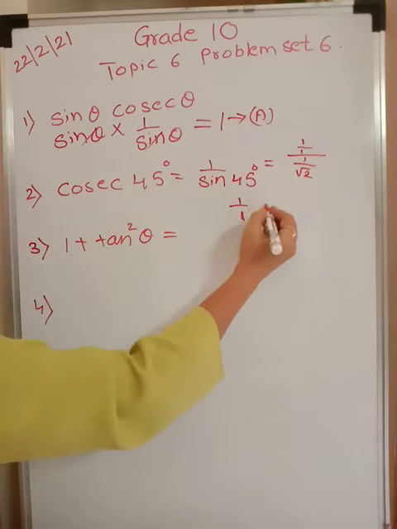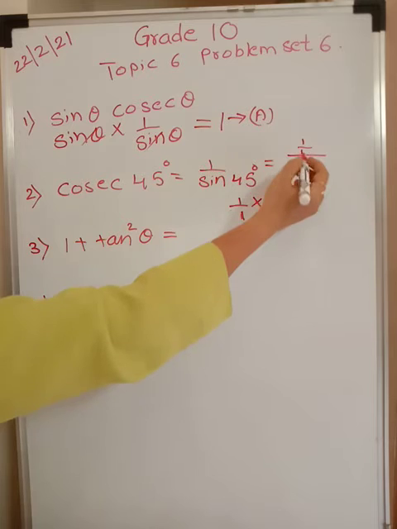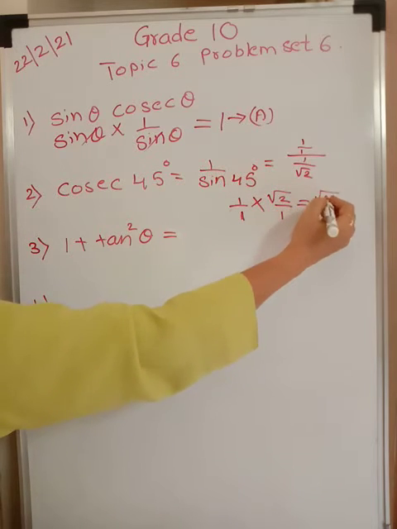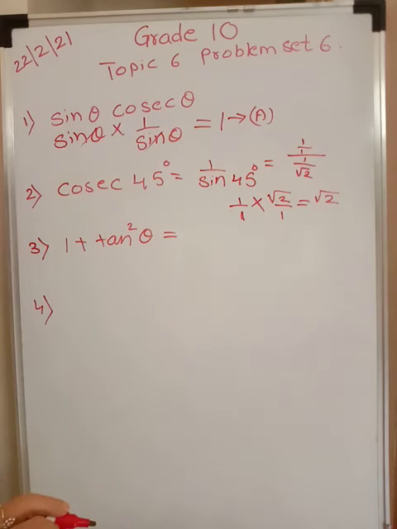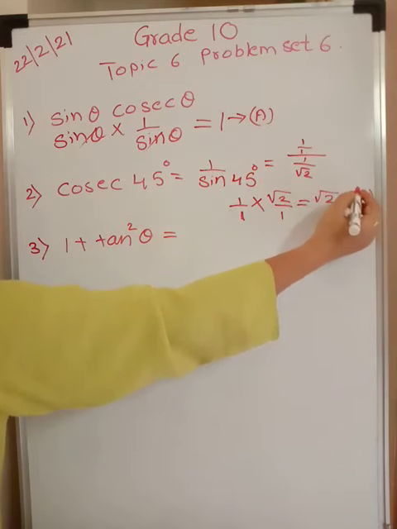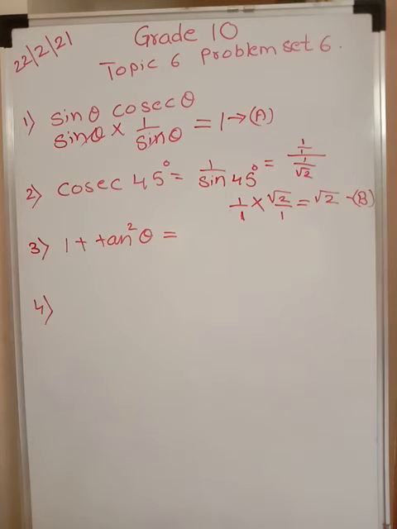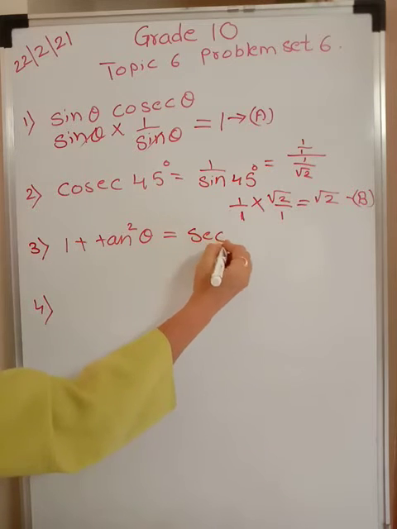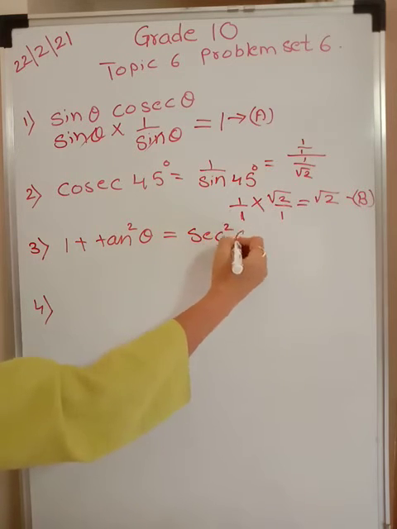Here this division is changed into multiplication. So this will become reciprocal, root 2 upon 1. So your answer should be root 2. Look at the options. I think the correct option is B over here. Alright. So root 2 is the correct option. Next, 1 plus tan square theta. This is an identity itself, and you know the correct answer is sec square theta. Alright. So we know that 1 plus tan square theta is sec square theta.